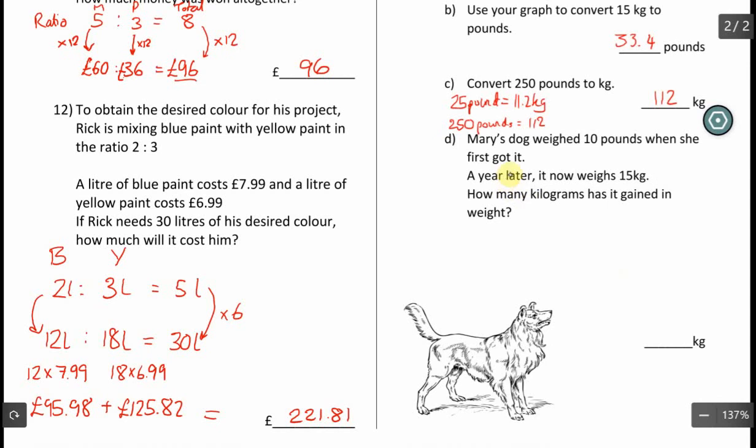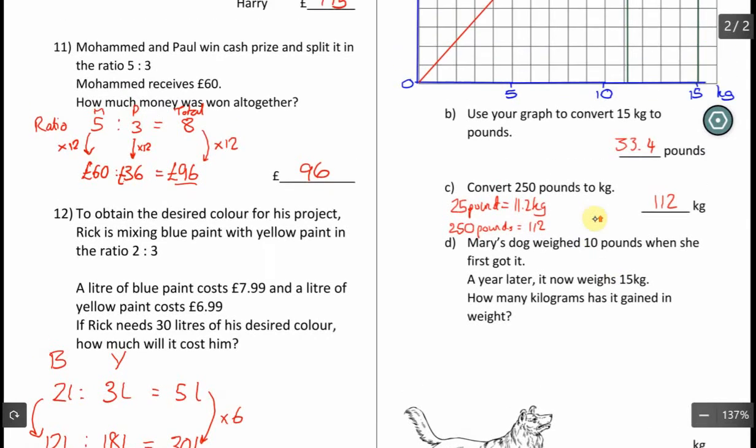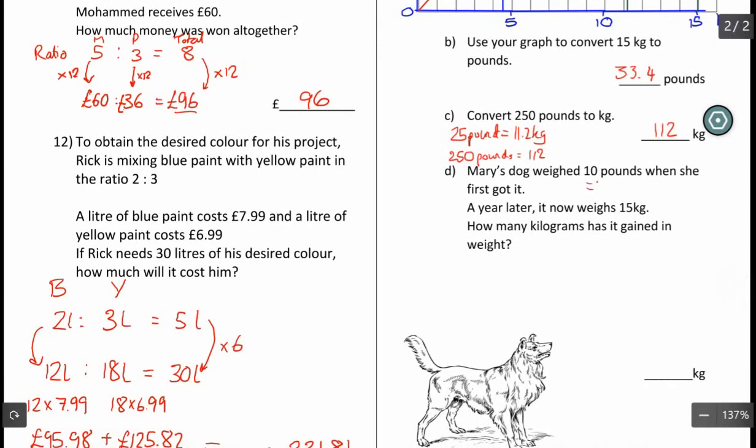Okay. And the last question, Mary's dog weighed 10 pounds when she first got it. A year later, it now weighs 15 kilograms. How many kilograms has it gained in weight? So, the problem is, these are not in the same units. I want to turn this 10 pounds into kilos first. Using my graph, that looks almost exactly 4.5. Certainly good enough for this. So it's gone up to 15 kilos. So 15 take away 4.5 is 10.5 kilograms.